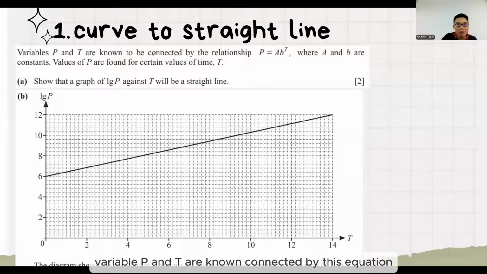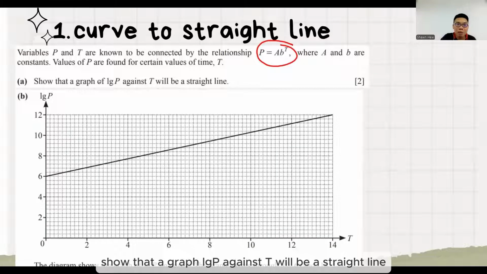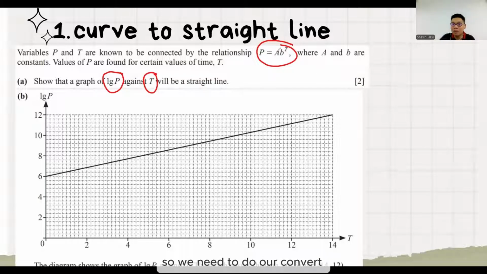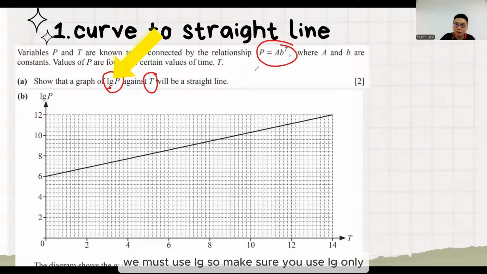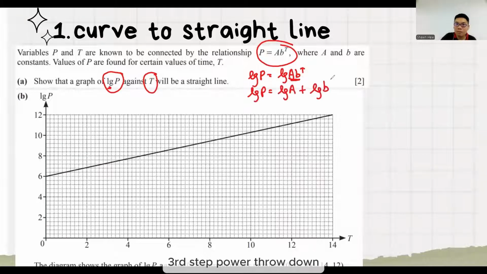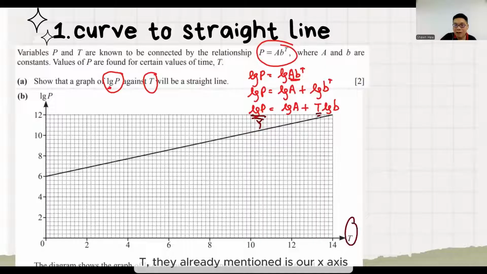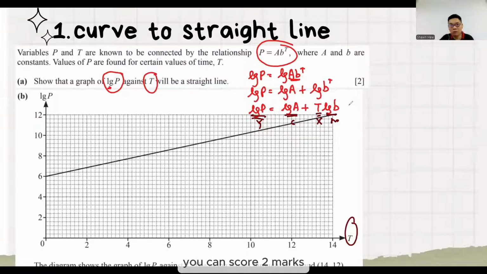Variables p and t are connected by this equation, where a, b are constants, p found for certain values of time. Show that a graph of log p against t will be a straight line. So we need to do our conversion. We must use LG, so make sure you use LG only. The first step, log both sides. Second step, split and it becomes plus. Third step, power throw down. And then this is my y-axis. T, they already mentioned, is our x-axis. So my gradient would be LGB, LGA would be my C. You can score 2 marks.